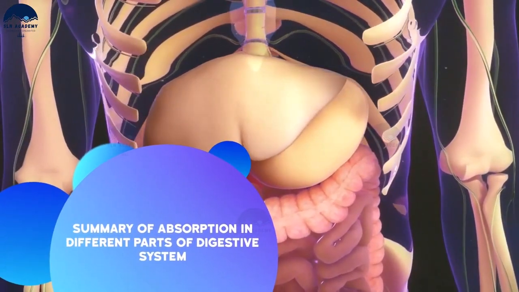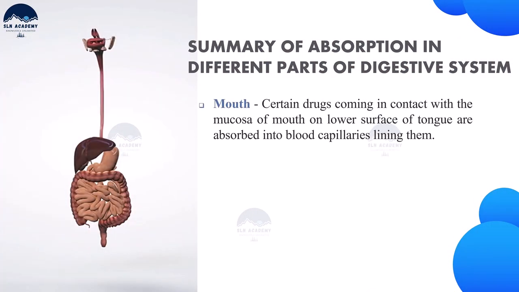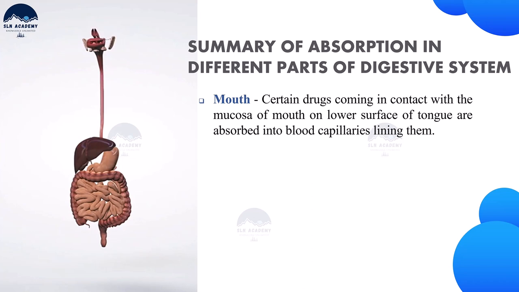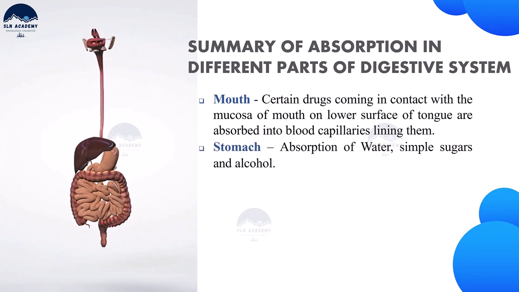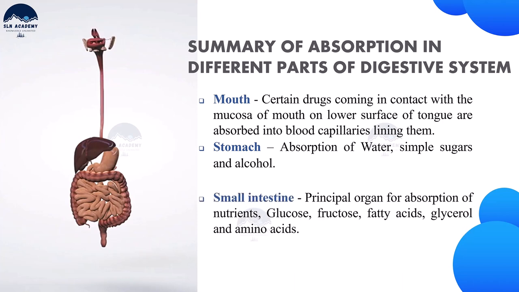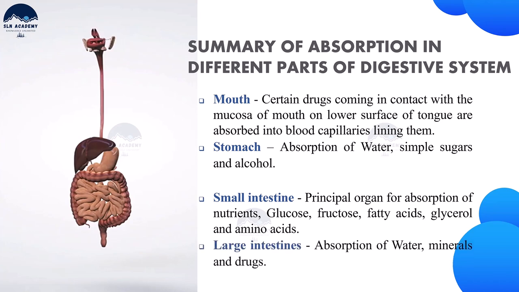Summary of absorption in different parts of the digestive system. Mouth. Certain drugs coming in contact with the mucosa of the mouth on the lower surface of the tongue are absorbed into blood capillaries lining them. Stomach. It takes care of absorption of water, simple sugars, and alcohol. Small intestine. It is the principal organ for absorption of nutrients: glucose, fructose, fatty acids, glycerol, and amino acids. Large intestine takes care of absorption of water, minerals, and drugs.